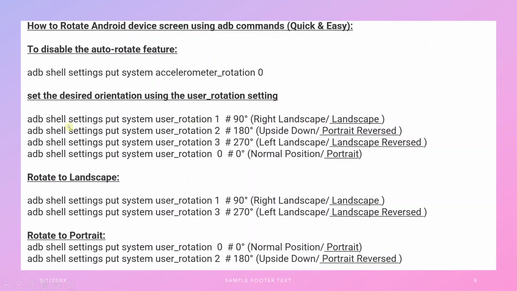So you understand, right? adb shell is a command. Settings is the settings of the simulator. Put means change. System means the simulator. And the key is user_rotation. This is the key and this is the corresponding value. So 1 means 90 degrees, that is right landscape mode. 2 means 180 degrees, that is upside down. 3 means 270 degrees, that is left landscape. 0 means we are bringing the Android device screen to the normal position, that is portrait mode.